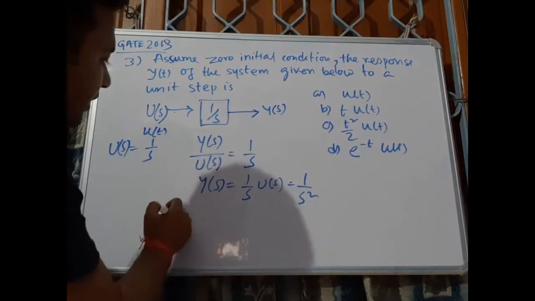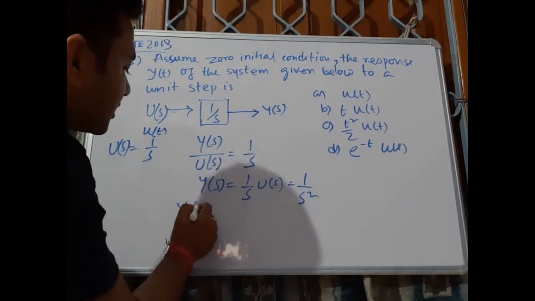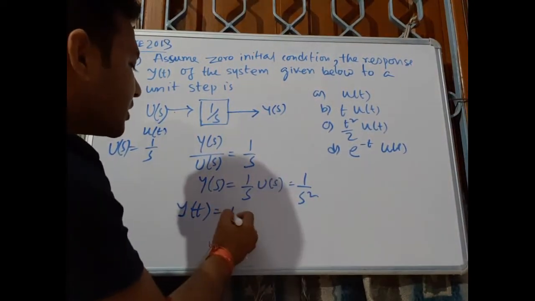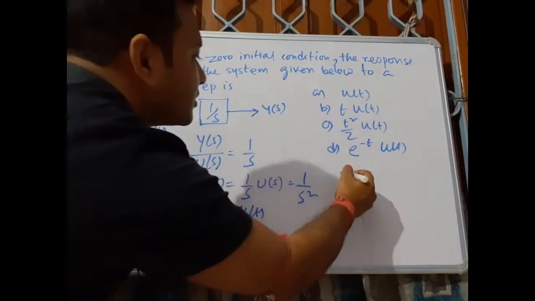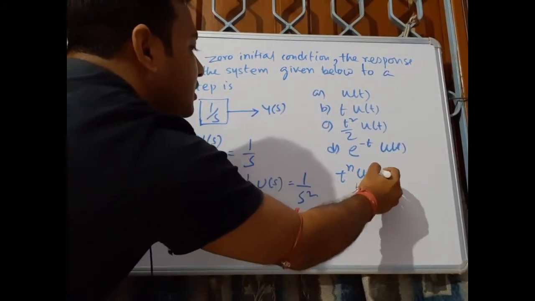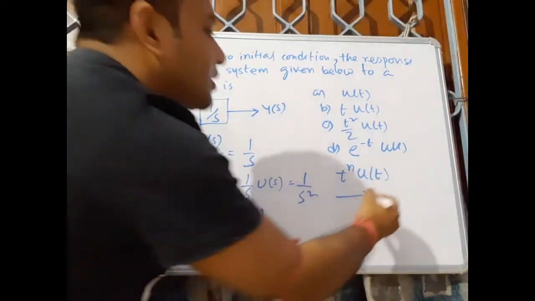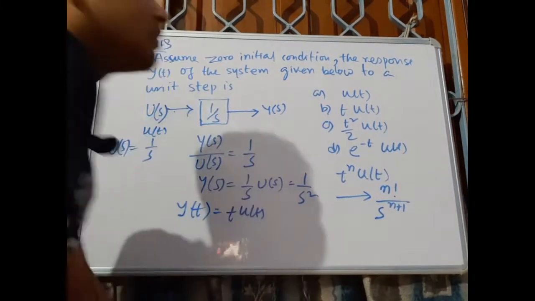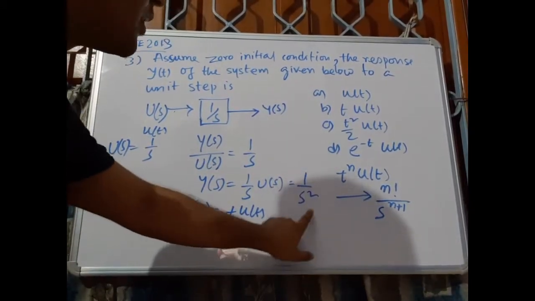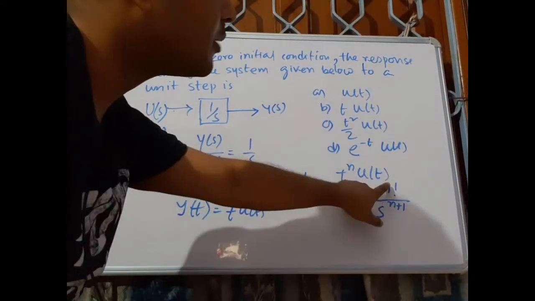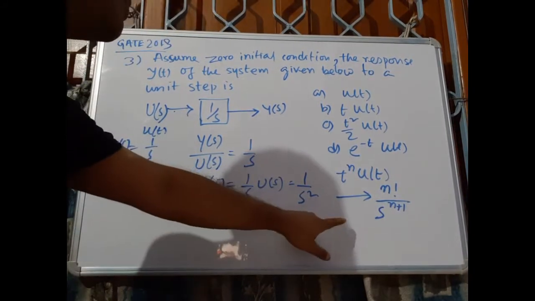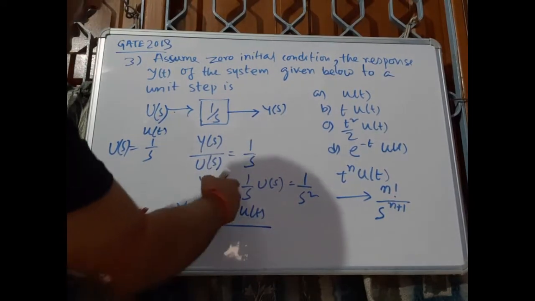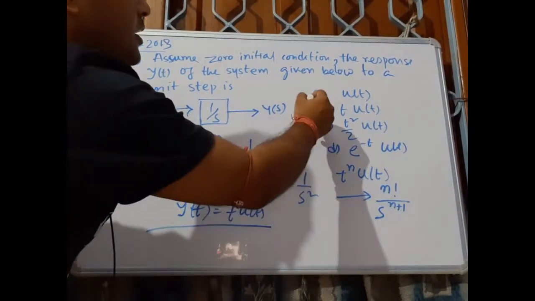If I take the inverse Laplace, we have y(t) equal to the inverse Laplace of 1 by s square, which will be t u(t), because you know that if we take the Laplace transform of t to the power n u(t), we have n factorial divided by s to the power n plus 1. If we put n equal to 1, we have 1 divided by s square. So this is f(t), and if I take the inverse Laplace, we have t u(t). So the correct option is option B.